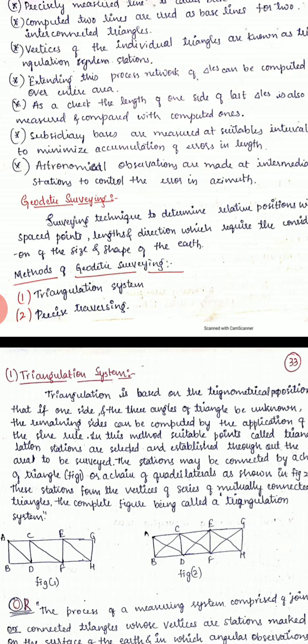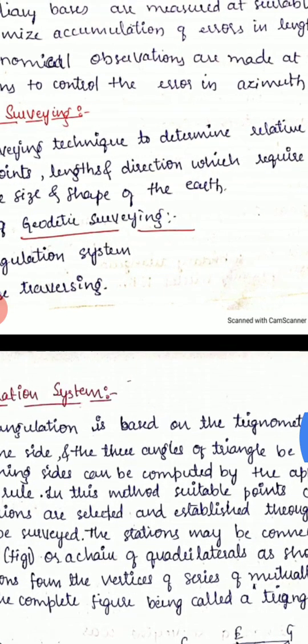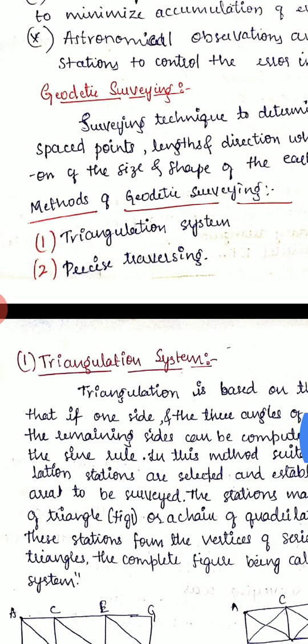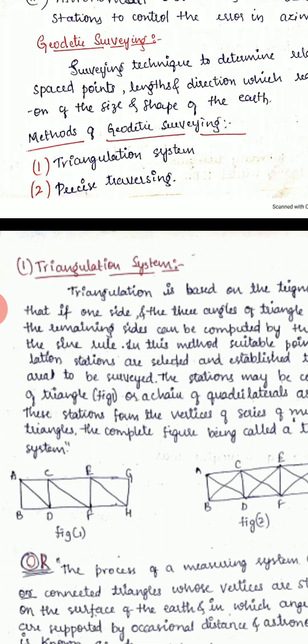There are two methods of geodetic surveying. First one is the triangulation system and second one is precise traversing. In your syllabus only the triangulation system is mentioned, and you people have to study the triangulation system.